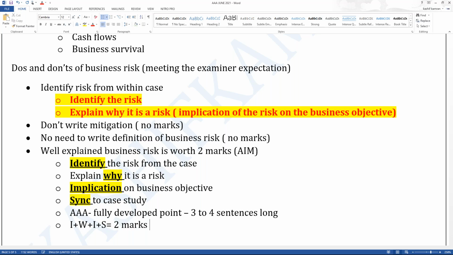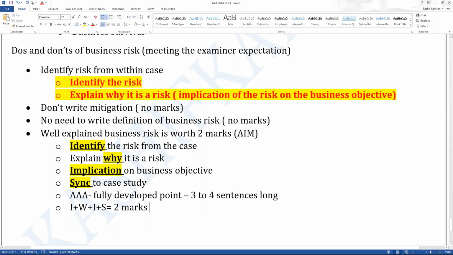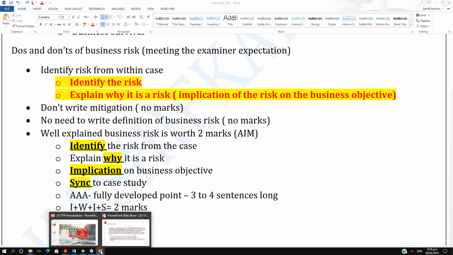Now it's quite a difficult mnemonic, but that's how you need to produce 2 marks. IWIS: identify, why, implication, sync. Will you remember that, everyone? And I'll demonstrate that. Don't be worried about it. If I have given you a mnemonic, I'll be demonstrating that, so nothing to worry about. So that's how you go about the business risk for 2 marks, right? Let's start the drilling shortly. Let's see if you have any further criticism of the examiner.